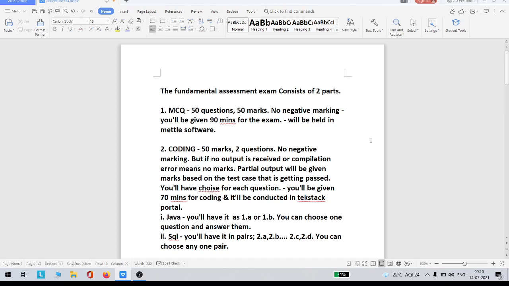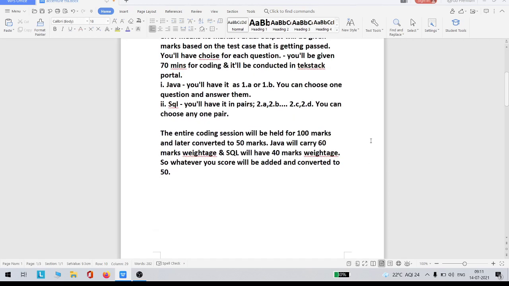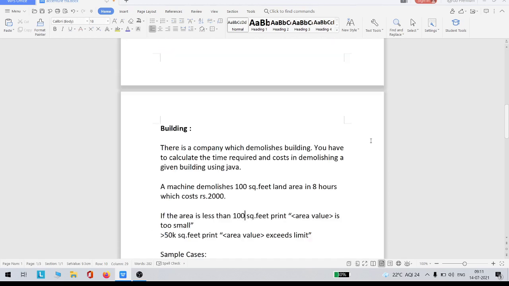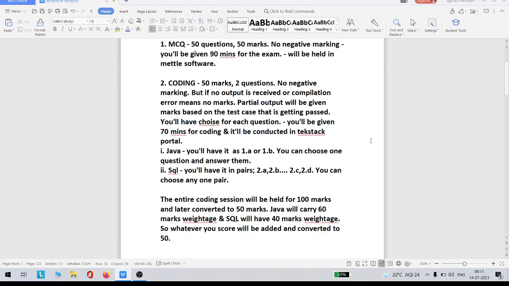If you see the platform, it will be conducted on the tech stack platform. The time allotted is 70 minutes. Partial marks are also given, and there is no negative marking for coding. As I mentioned, it will be consolidated to 50 marks, based on your attempt. In the first attempt you have to get 50%, and in the second and third attempts you have to get 60%.